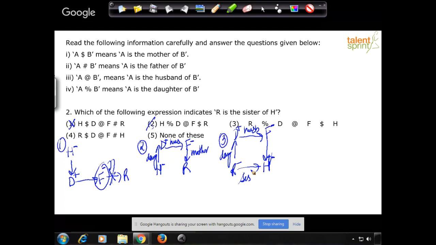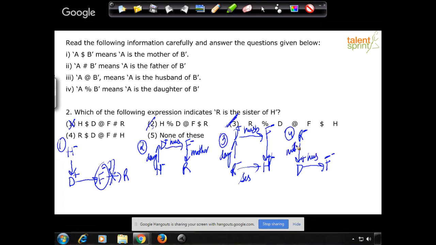Now, before we move ahead, let us also try and draw the fourth diagram, just in case it comes up with something interesting too. R $D means that R is the mother of D. The next part says D at the rate F, which means that D is the husband of F, making D a male and F a female. Here the relationship is of a mother.